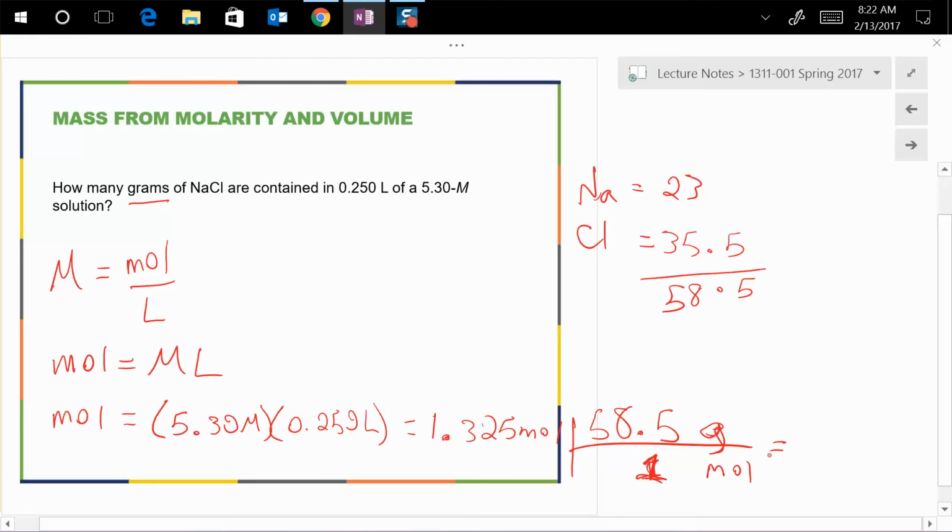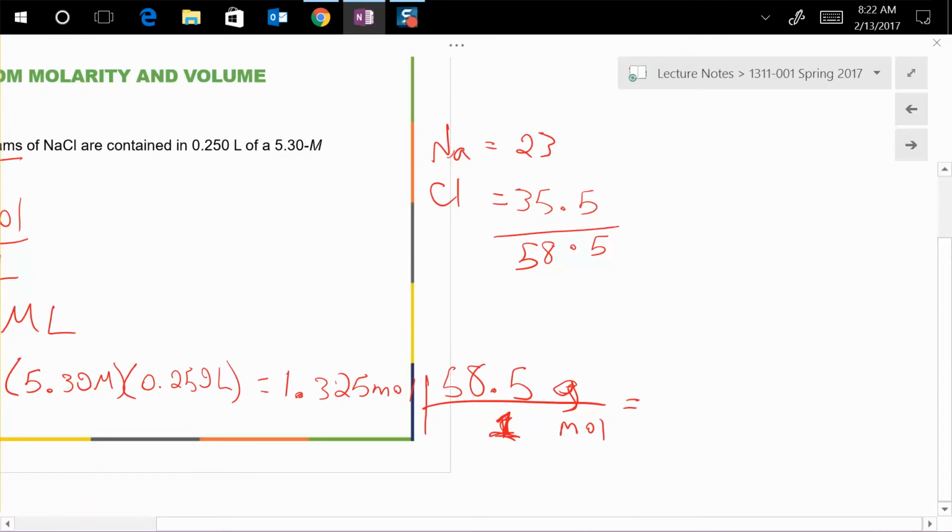Okay, and what do we find? What are our grams here? 77.5 grams of sodium chloride. That's how many.